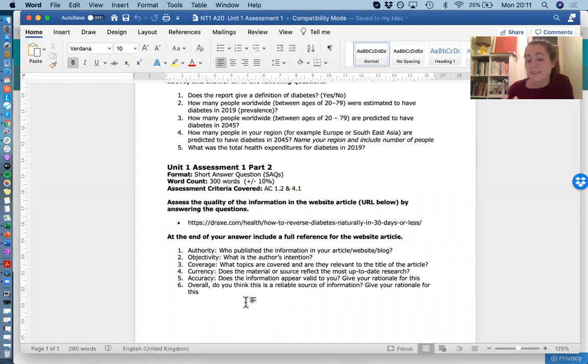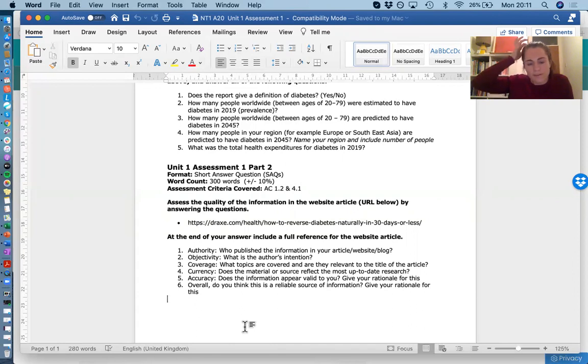And to pass this assessment, it is quite straightforward. You just need to attempt each of these questions and really conclude with, do or do you not think it's a reliable piece of information? And if you do or you don't, why is that? And in some ways, there isn't a right or wrong. We just want to see that you can answer some of these questions, and it's a starting point for you learning how to assess and critically appraise healthcare information.